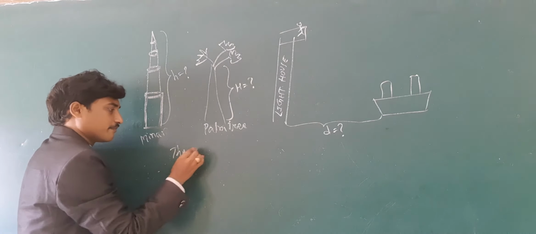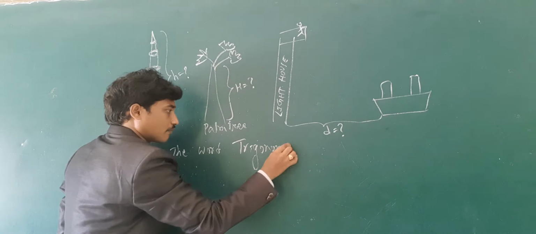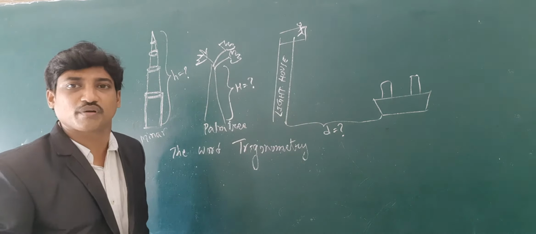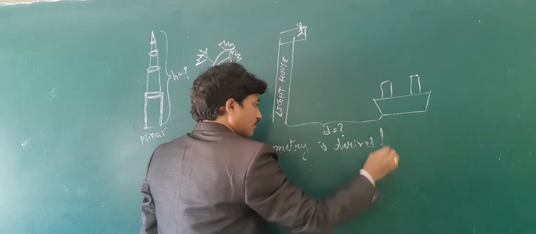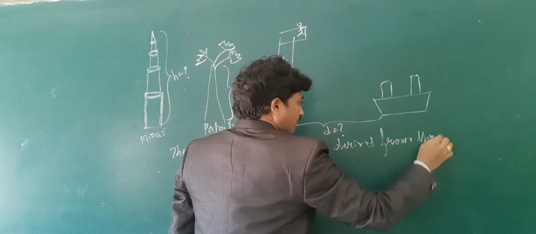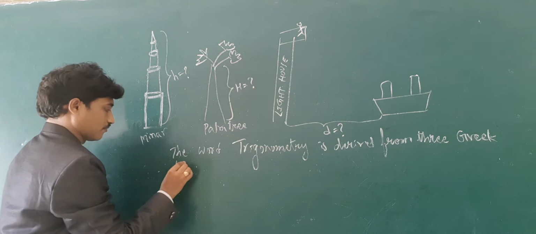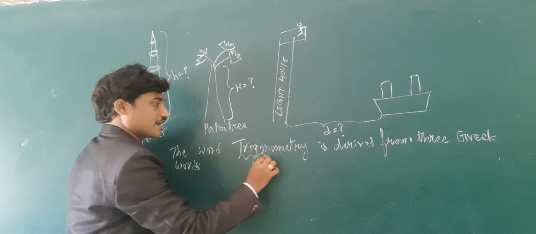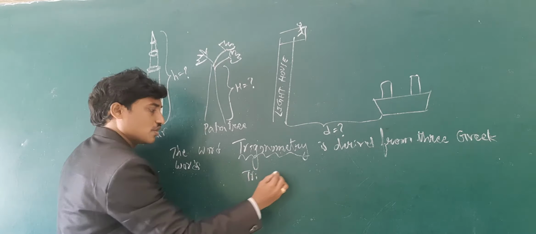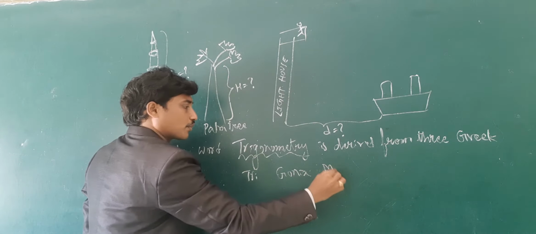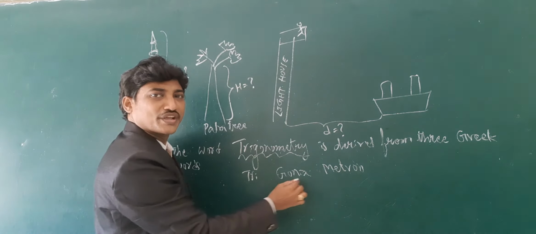The word trigonometry is derived from three Greek words: tri, gonia, and metron.